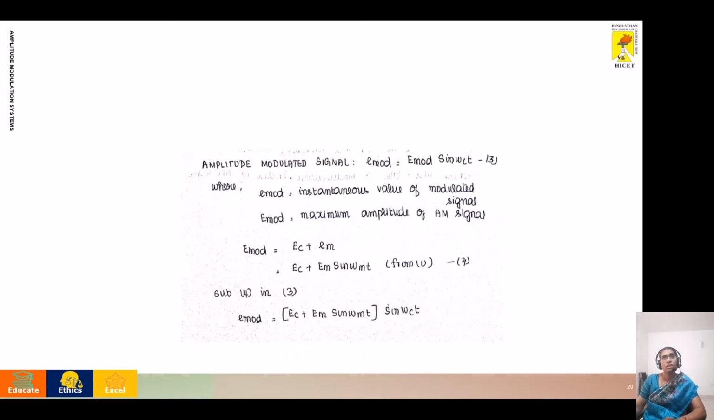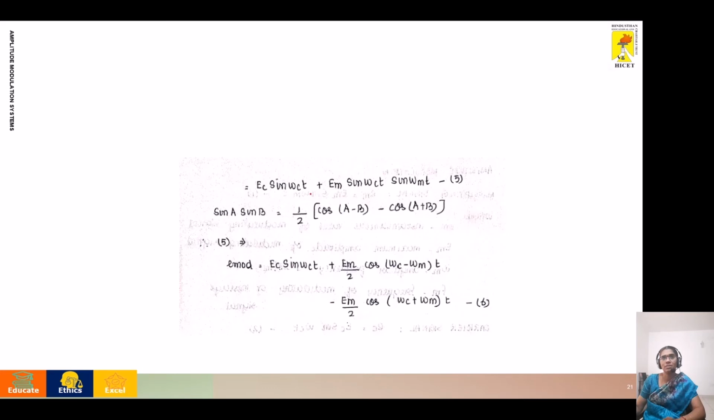For the amplitude modulated signal, we know that only the carrier's amplitude is modified, whereas the frequency is maintained as such for the modulated signal. So E mod is equal to capital E mod sin omega c t. Capital E mod is given by the carrier's amplitude as such, to which the message signal's instantaneous value, Em sin omega m t, is added. So substitute that value here: Ec plus Em sin omega m t, into sin omega c t. So what will happen is Ec sin omega c t plus Em sin omega c t sin omega m t.